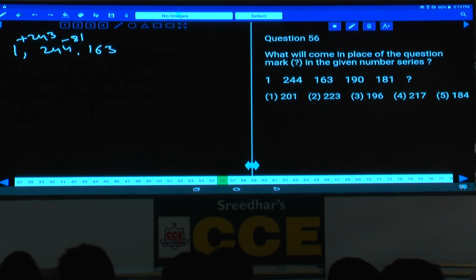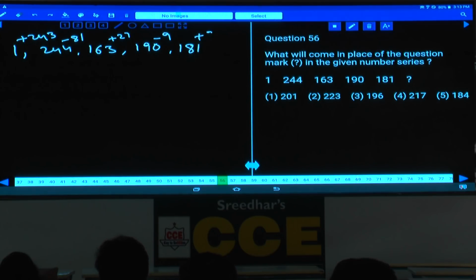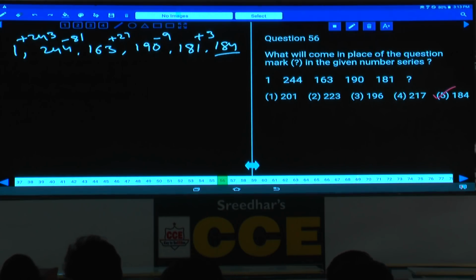81 is 3 power 4, plus and minus. Next one must be plus. That is 27. 163 plus 27, 190. And after 190, next one, 3 power 5, 3 power 4, 3 cube, 3 square. 3 square, that should be subtracted. So how much is that one? 181. Next one plus 3, 184. 184, choice 5. Question number 56, choice 5.